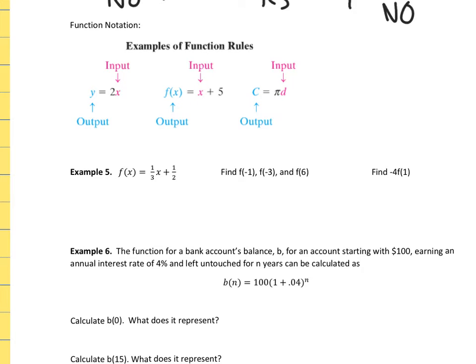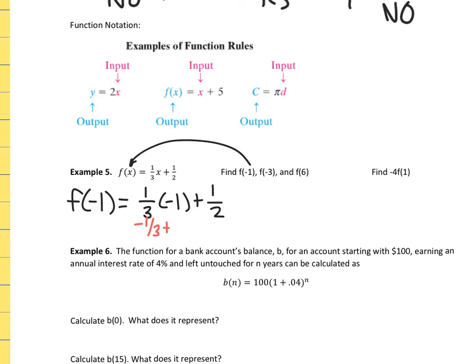This means that if you have f of -1, it means that you're going to replace your x, or your independent variable, with -1. So I'm going to write f of -1. So you do want to use this notation and plug in 1/3 times -1 plus a half. So this is going to be -1/3 plus a half. Then I want to get a common denominator, which is 6. So this is -2/6 plus 3/6. So that's 1/6 is the answer.